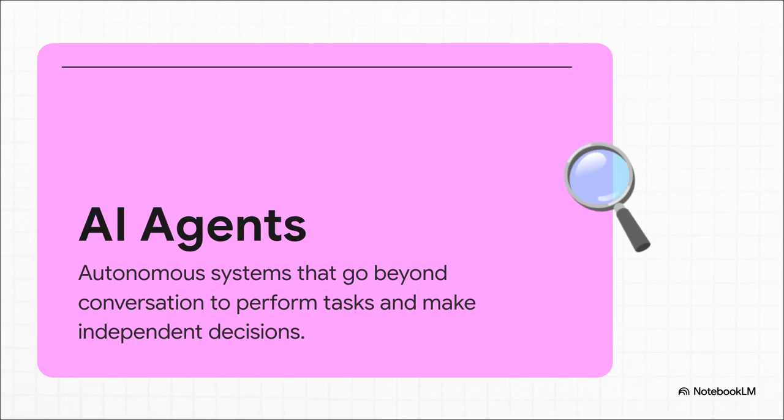But here's the next giant leap. What if the AI didn't just create something for you, but actually did something for you? That's the idea behind AI agents. We're talking about autonomous systems that don't just chat. They perform tasks, they make decisions, and they get things done in the real world.